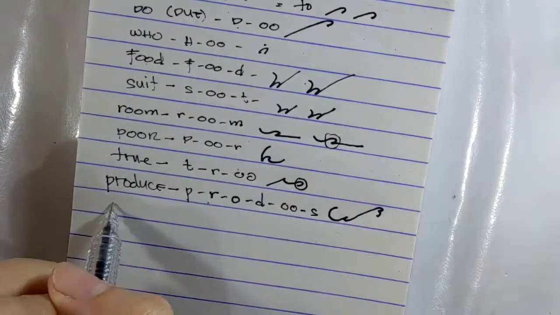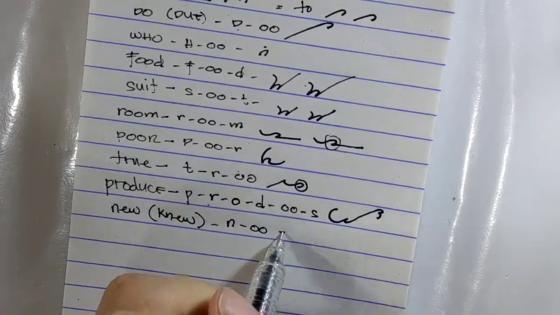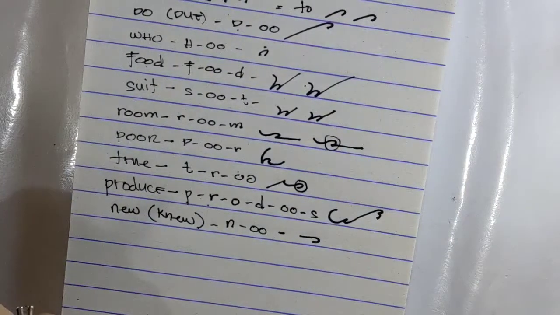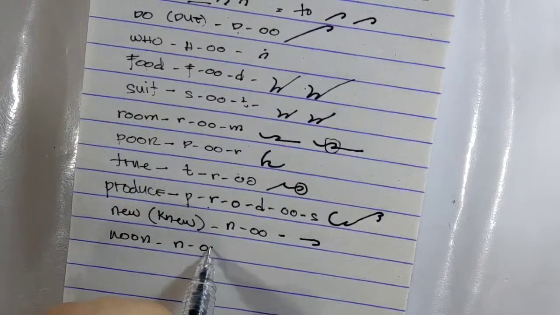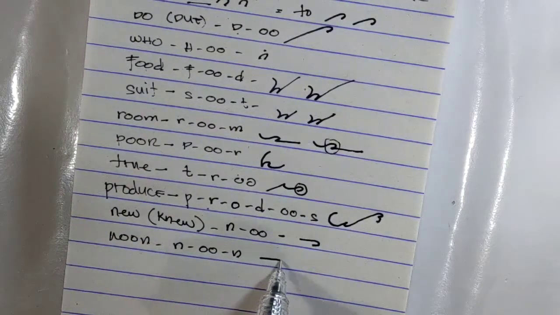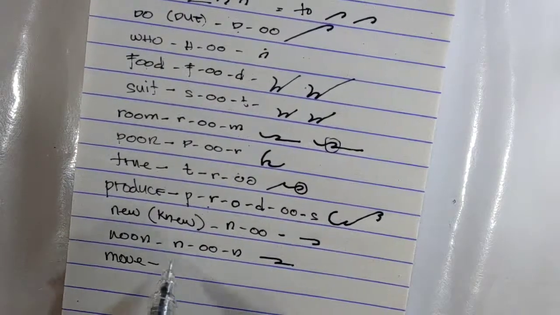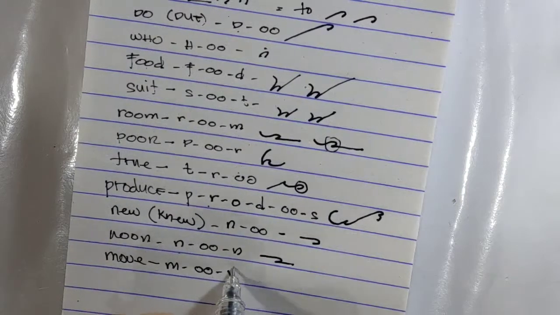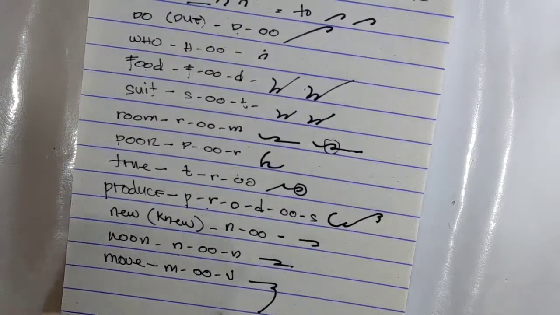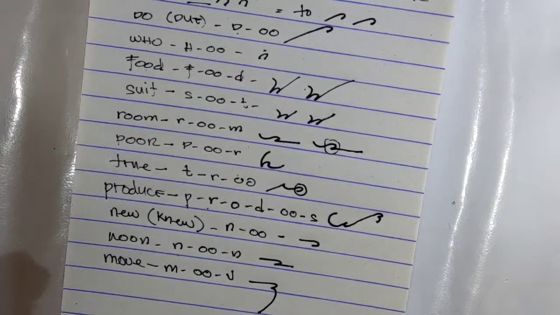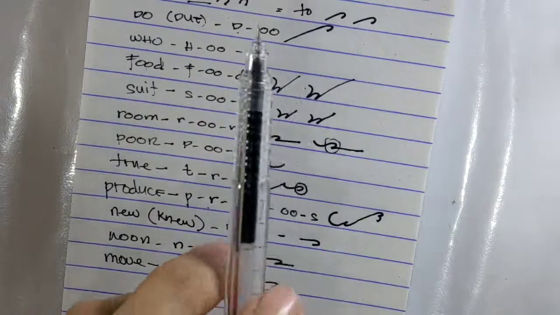Okay, next. New. So it is N, O, O. So letter N and then O, O. New. Next, noon. N, O, O, N. That is noon. Next, move. M, O, O, V. So you write the letter M, O, O, and V. Okay. So that is the shortened stroke for the sound of oo. So don't forget that the sound of oo is written as a tiny upward hook.